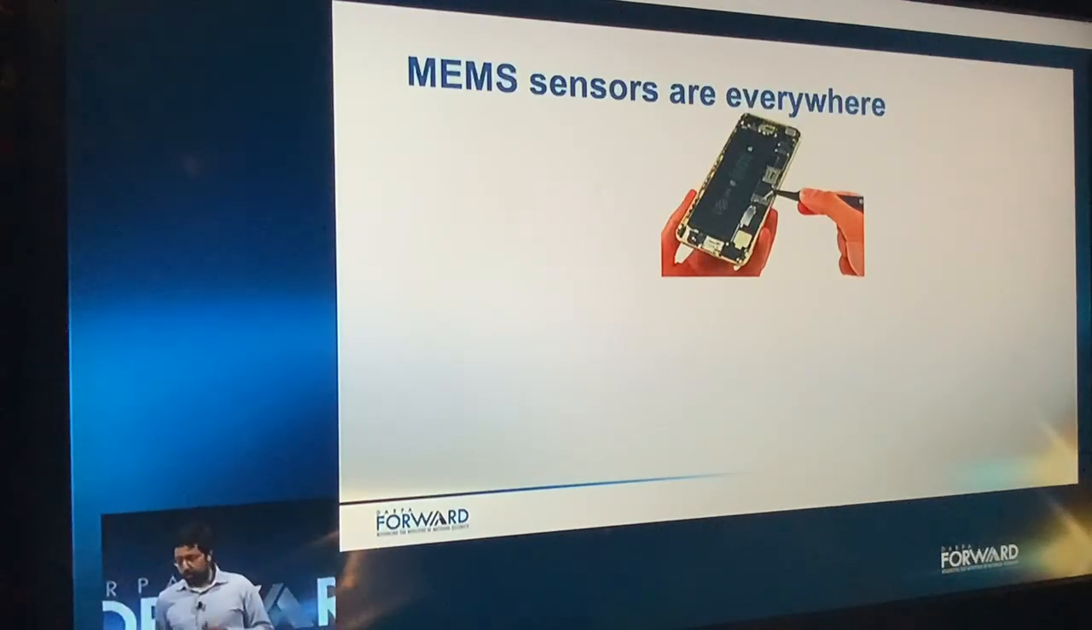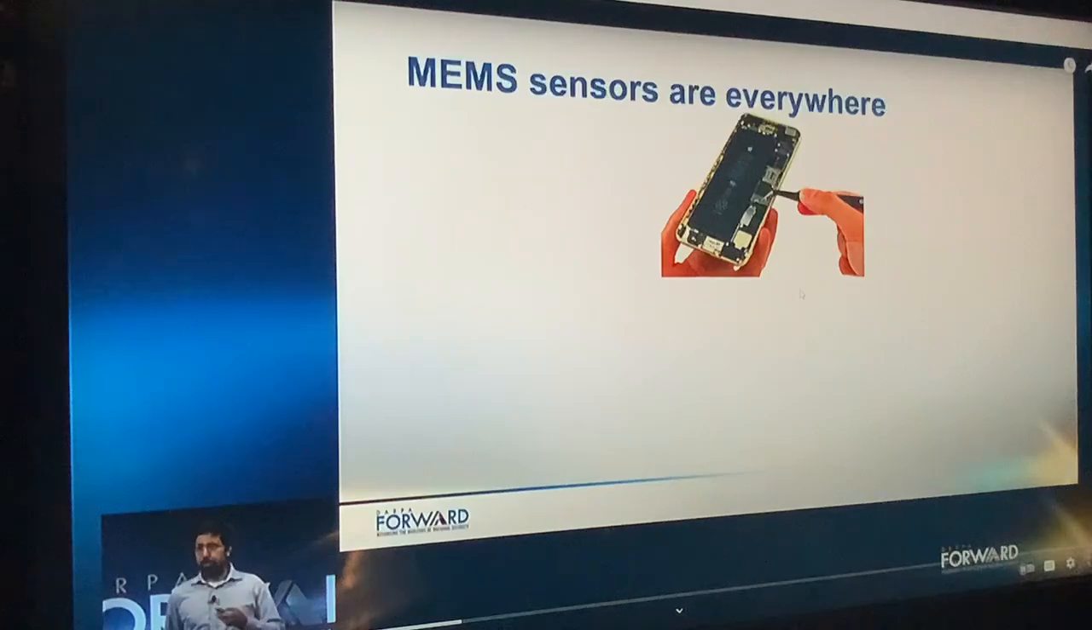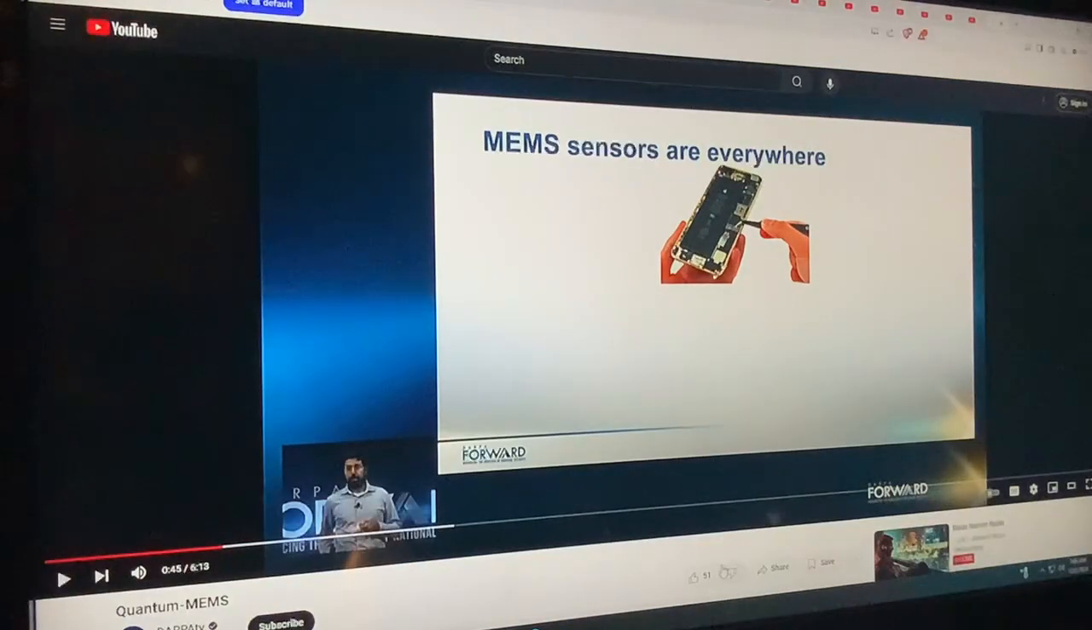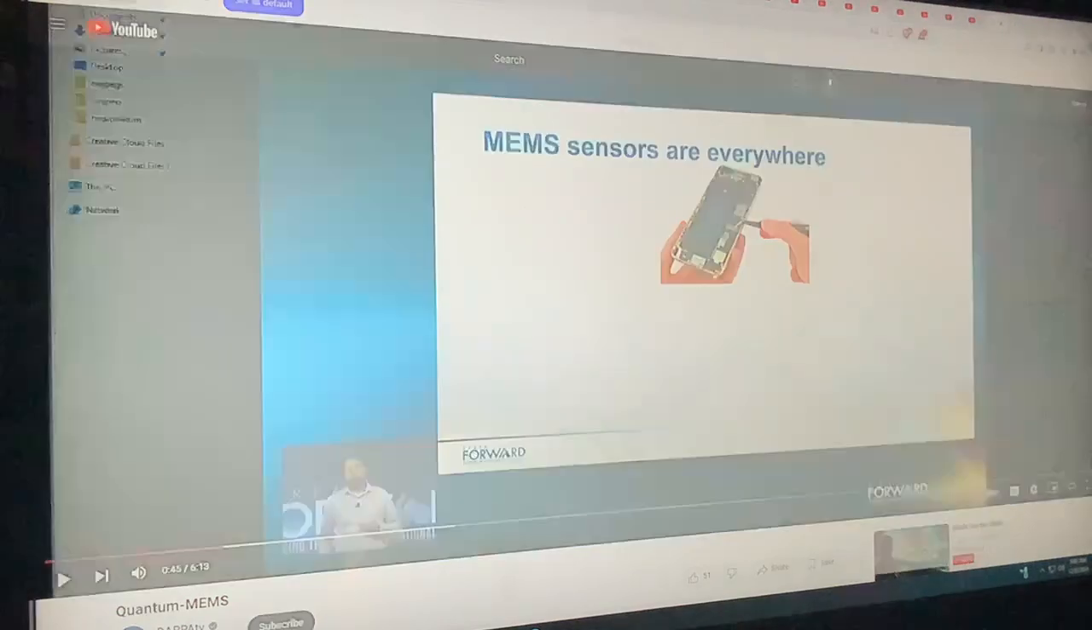So the phone that you have in your hand, it's jam-packed full of sensors, and these sensors are essential for the phone to understand its environment.